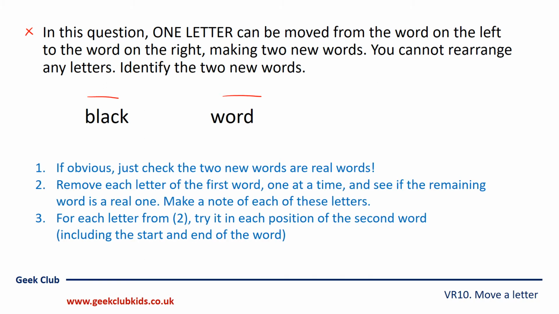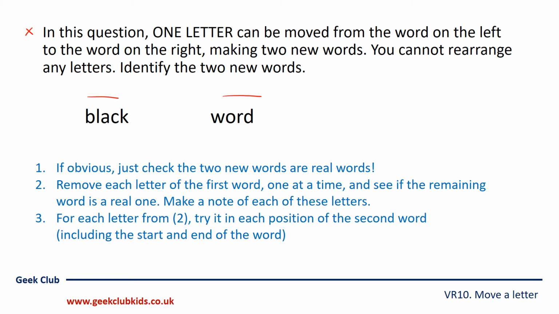Sometimes it's immediately obvious which letter you need to move from the first to the second word. And if it is, and you can create two new words, that's great. Answer the question immediately, but just do check that the two new words you have made are real words. If it's not obvious though, then we need to be systematic. And this is the approach of being systematic.